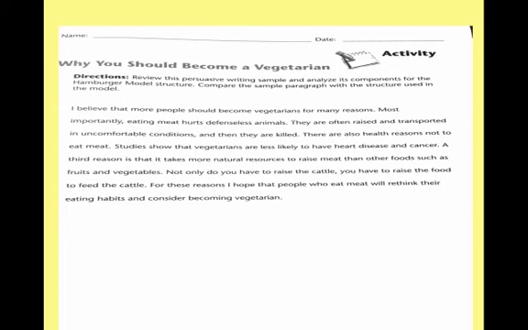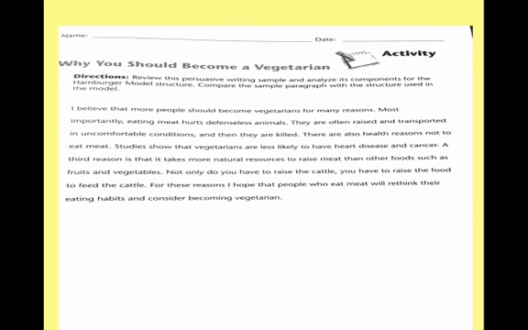So let me read it to you just in case it's blurred. The paragraph reads as this: Why you should become a vegetarian. I believe that more people should become vegetarian for many reasons. Most importantly, eating meat hurts defenseless animals. They are often raised and transported in uncomfortable conditions, and then they are killed.